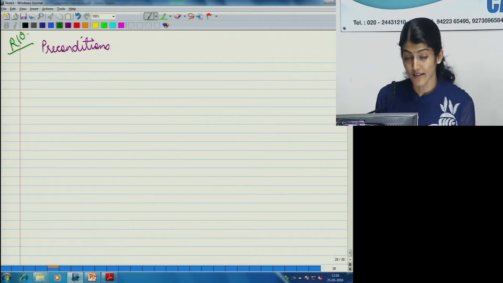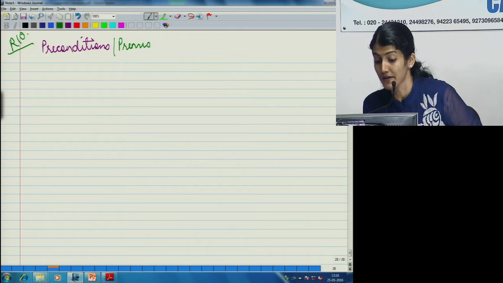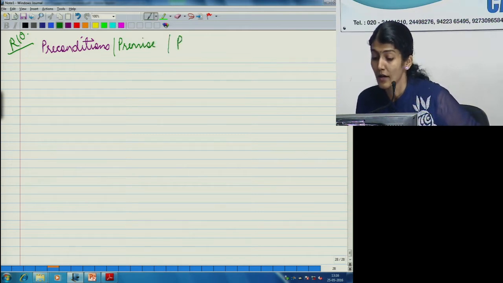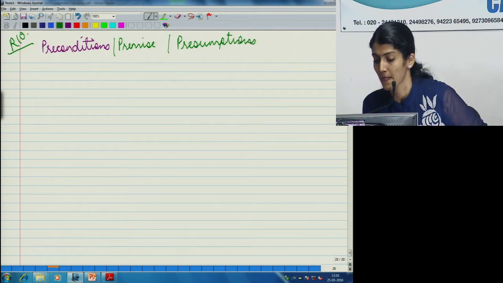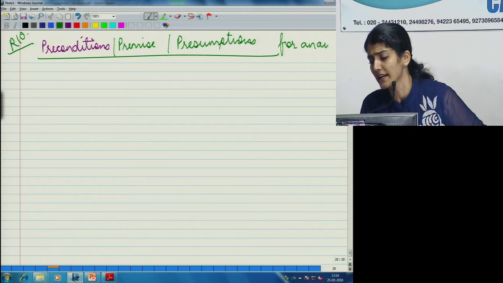Right, so now R raised to 10, preconditions, which I could also call premise, or presumptions, assumptions on which an audit is conducted. Yes, preconditions for an audit. What do you mean by a precondition?